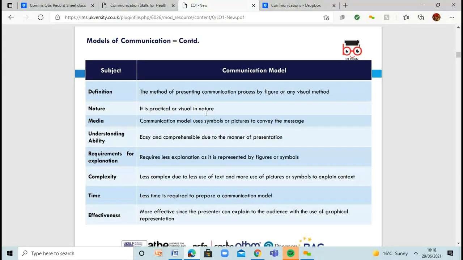So when we're looking at here, I've got a little table that I want to go through. The definition is the method of presenting communication by a figure or a visual method. The nature is the way you actually present it. How are you actually doing it? Media, when we're looking at this, is a communication model, or the pictures or symbols that you use. Your understanding ability: you've got to make sure that whoever you're talking to can actually understand what you're saying, so that it's easy, it's comprehensible, and the presentation is simple.